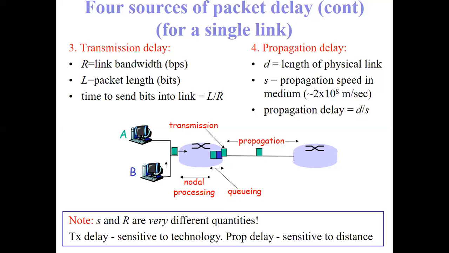So note that S and R are very different quantities. TX delay is sensitive to technology, propagation delay is sensitive to distance. In terms of propagation, you get delay according to the distance in that particular pipe. Then TX delay is sensitive to technology. It depends on the type of technology that you are using.